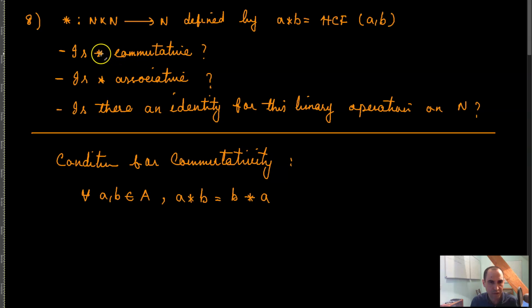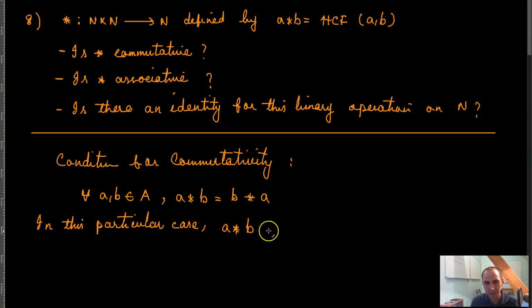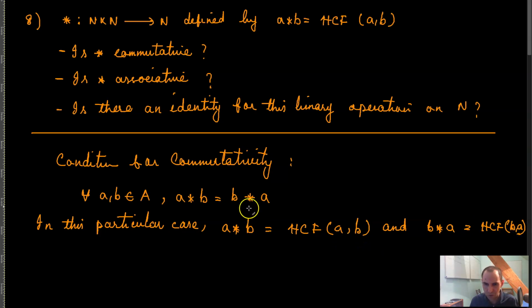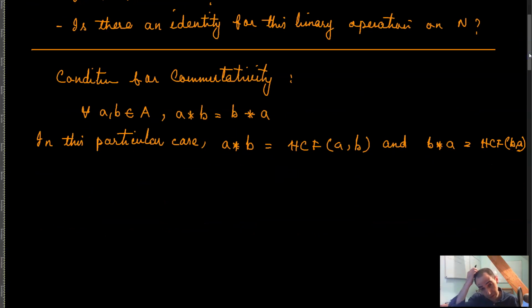Now over here you can see that in this particular case, A star B is equal to the HCF of A and B, and B star A is equal to the HCF of B and A, right? Based on how we found the HCF of those two numbers, of course it needs to be proved mathematically, but let's assume that we have proved this mathematically.